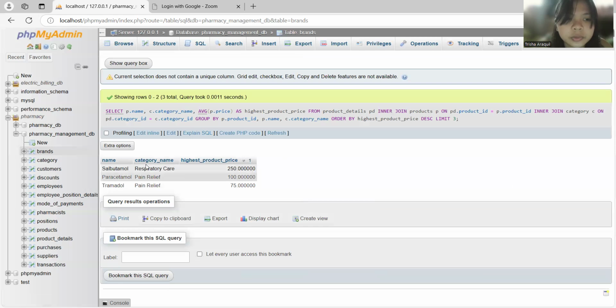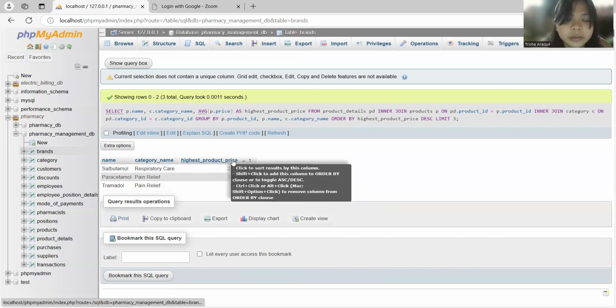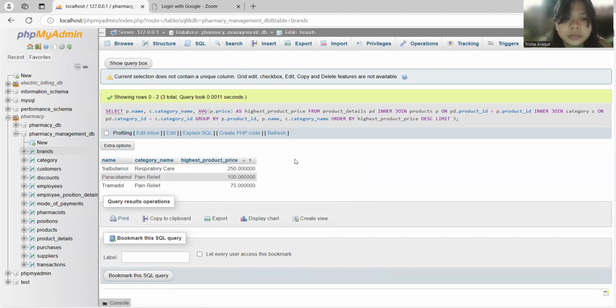So here's the results, which has the name of the products, the category name, and the top 3 highest product price.